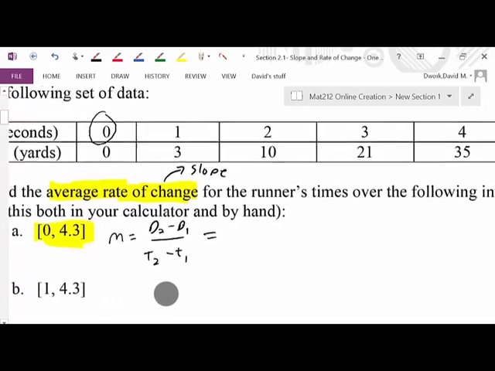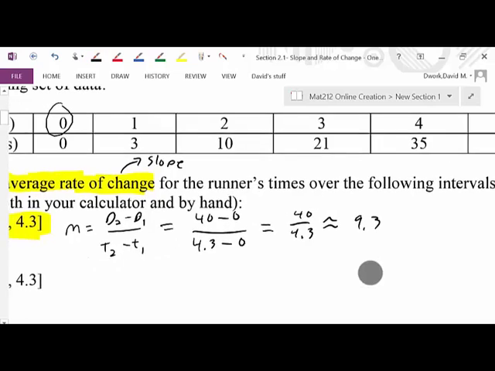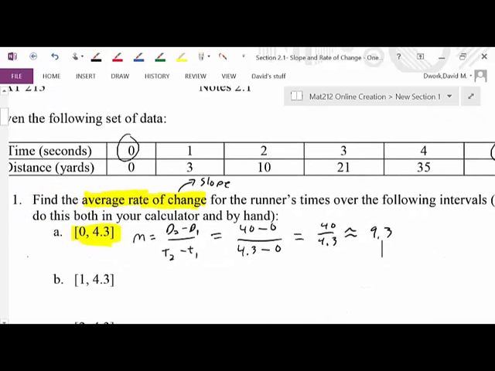Okay, so let's go find that distance. The distance was 40 minus 0 over our time of 4.3 minus 0. So that simplifies down to 40 over 4.3, which is approximately 9.3. Great. So now, if you needed help, there you go. I've done one for you. Now you try the next one. They're all done the same way. Just make sure you can interpret the interval and try it again.